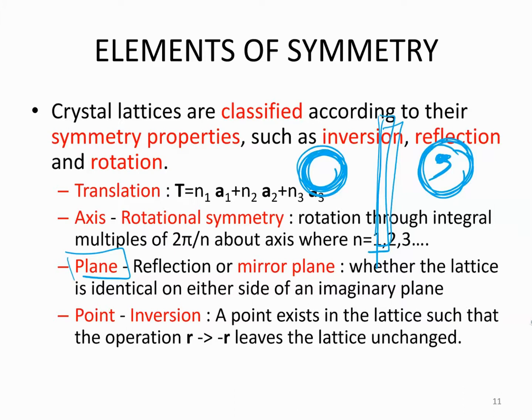And the last one, the point inversion. Point inversion is a point that exists in the lattice such that the operation R to R prime leaves the lattice unchanged. The point inversion is basically a combination of rotation and mirror plane. I will show you the picture illustrating the point inversion later on.